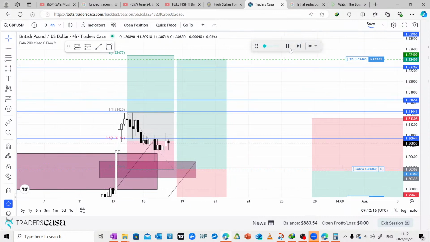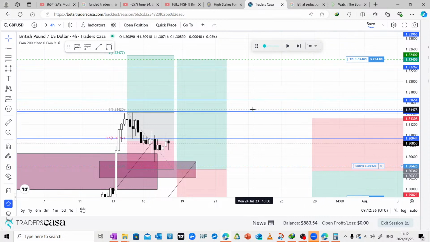Market almost tapped us in. Let's pause. Okay, it didn't tap us in directly, but it tapped into the fair value gap because it's the first touch, second touch, and these must go higher, bro. Like they must go higher. So let's just push our entry.